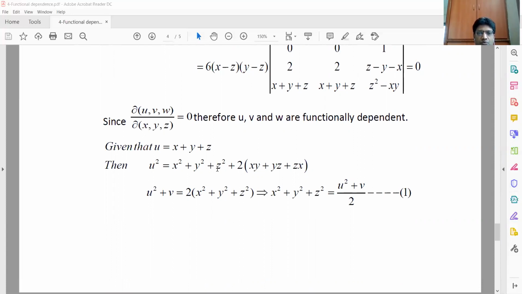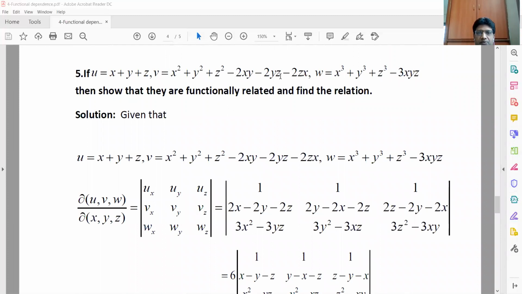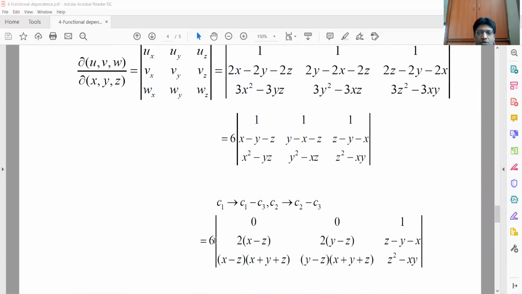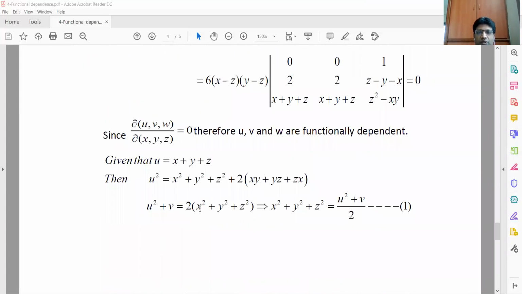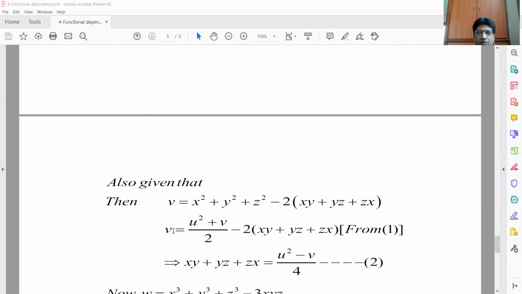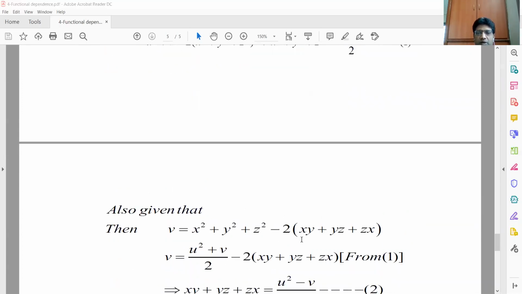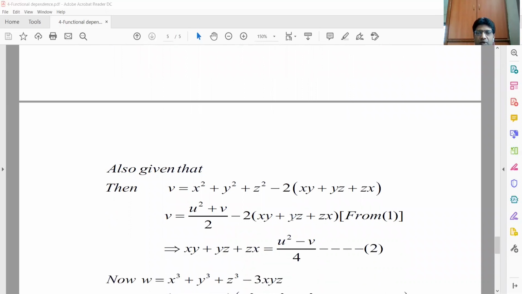U square is x square plus y square. So u square, I am adding this v. V is this entire expression. If you add this v to u, you will get this one. So x square plus y square plus z square is this one, which I am naming as 1. Also given v is this. So v equals, just now we calculated x square plus y square plus z square, I am substituting here, minus 2 times of x plus. From this I am calculating this one, which we are naming as 2.